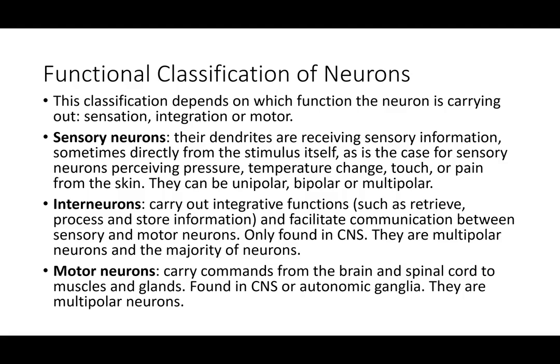And then motor neurons are the ones carrying commands out of the central nervous system to the various muscles and glands in our body, telling them to do some job. Produce this secretion, produce the sweat, produce the oil, produce the enzymes, move this way, whatever it is. So these are going to be found in the central nervous system or autonomic ganglia, and these are all going to be multipolar neurons.